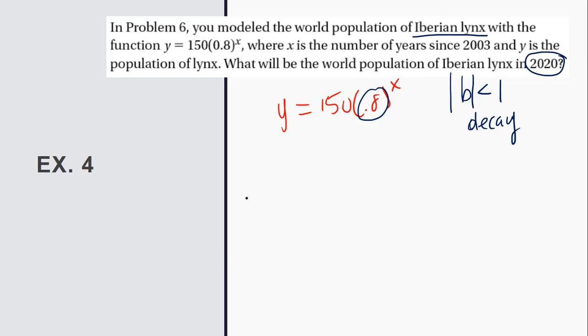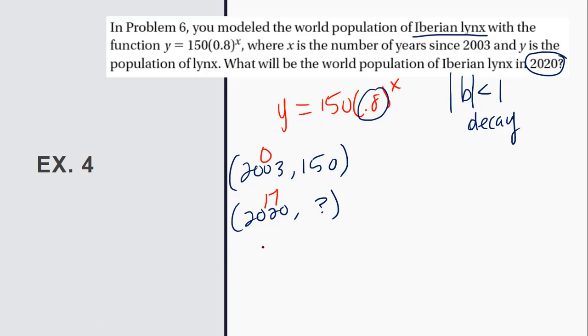So this was created in the year of 2003. So in 2003, this is where we started. So in 2003, there were 150 lynx, is what this is telling us. What it's asking us is, how many lynx are in 2020? That's what we're trying to find out. Well, 2003 is my starting point. So 2003 is my 0. And then 2020 is how many years after 2003? 17, right? It's 17 years after.